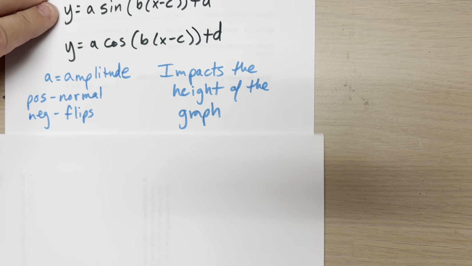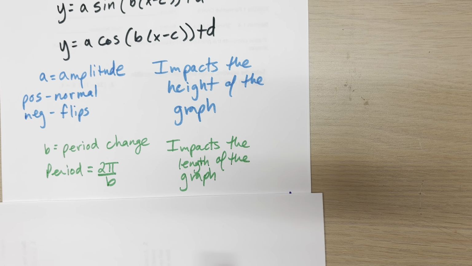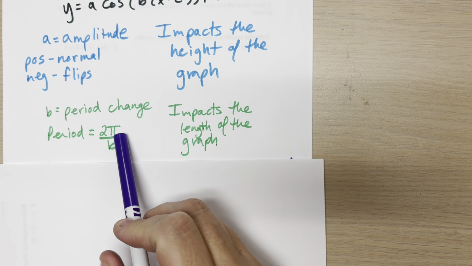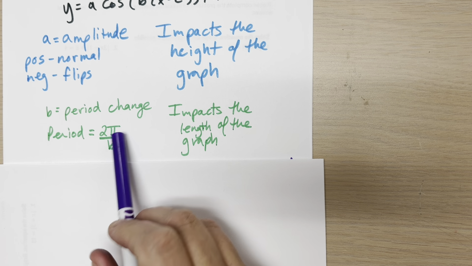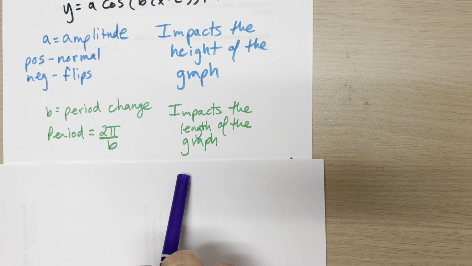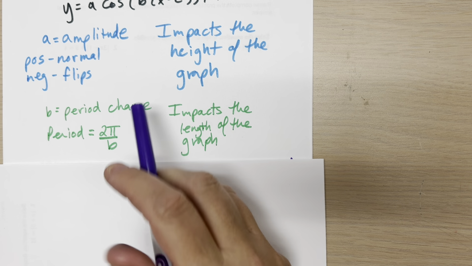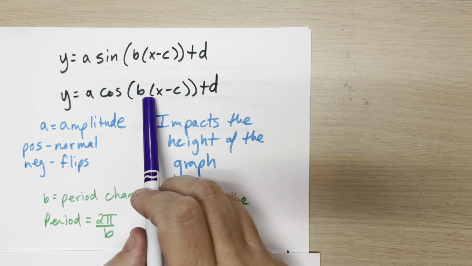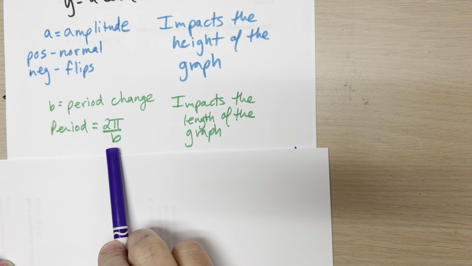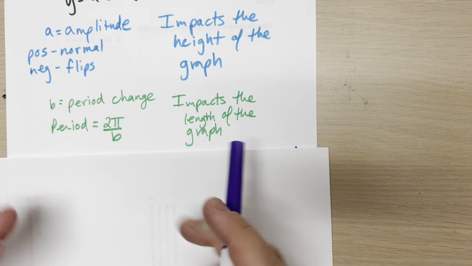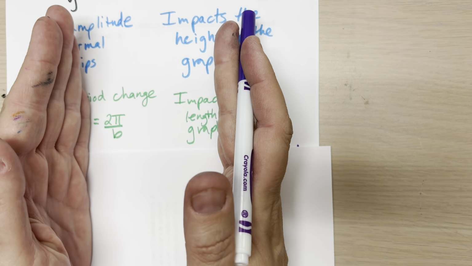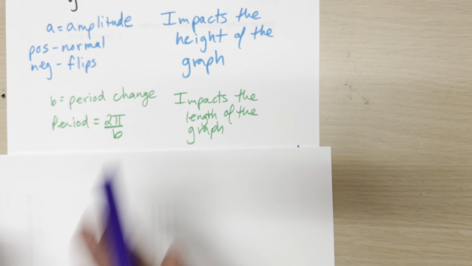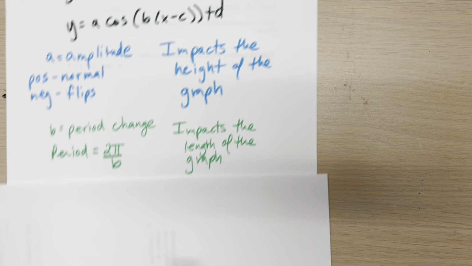We are also going to talk a little bit about B, which is the period change. A normal period for a sine or cosine function is 2 pi, because it starts at 0 and goes out to 2 pi, which is a length of 2 pi. If there is a number inside, in front as a coefficient to x, that's going to impact the period, which then impacts the length of the graph. So going from 0 to 2 pi might now change from 0 to pi, or it might increase from 0 to 3 pi. It all depends on what the number is.